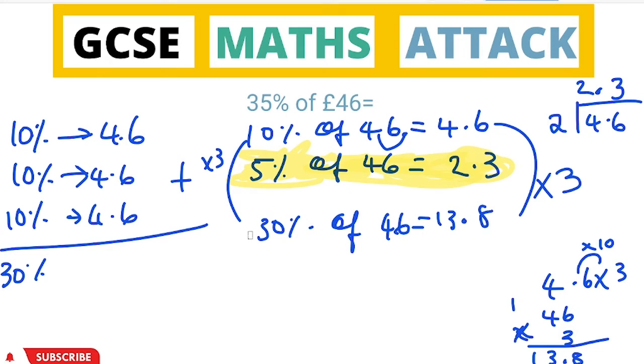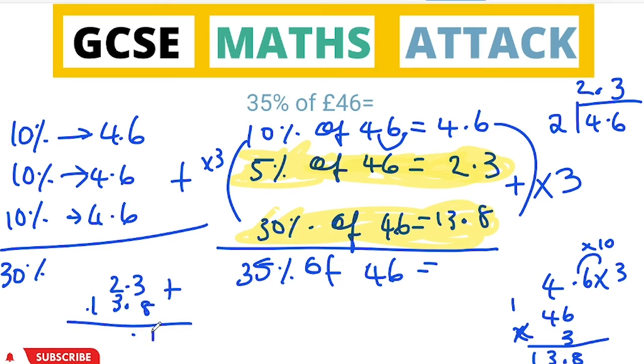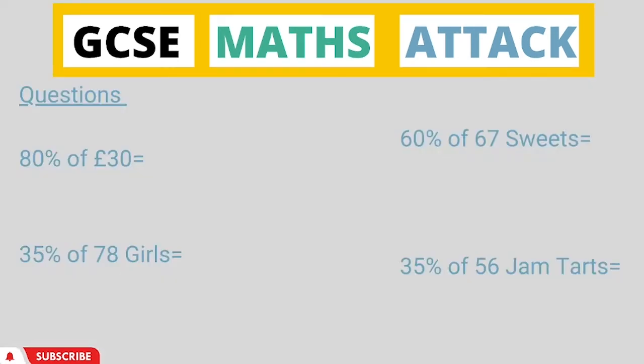Now that I've got these two, all I have to do is add the 5% to 30%. So 5% plus 30% is 35%. So 35% of 46 is 2.3 plus 13.8. 3 plus 8 is 11. Carry 1. 1 plus 2 is 3. 3 plus 3 is 6. And that's 16.1. Right, guys, pause the video and have a go at these questions.